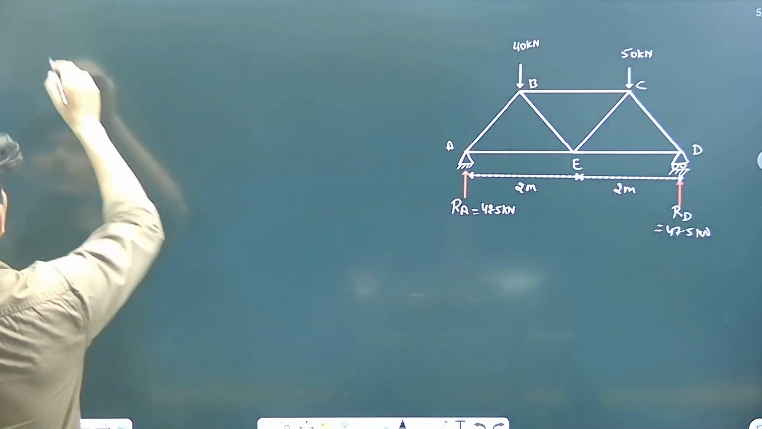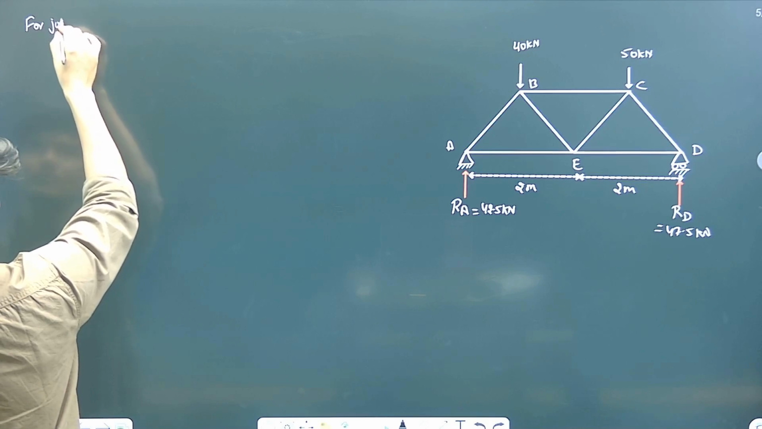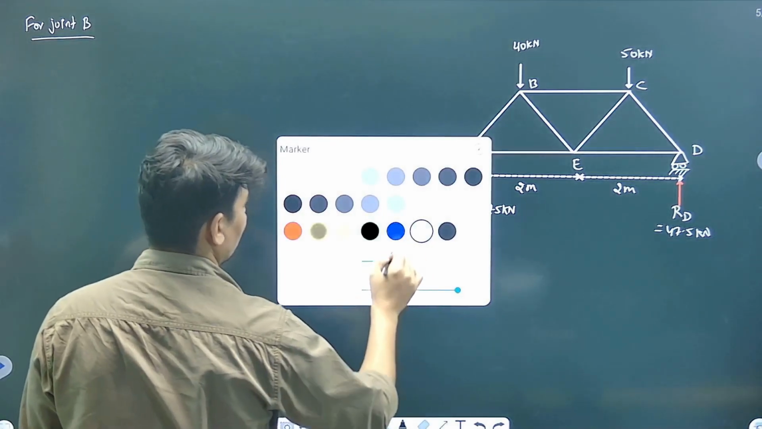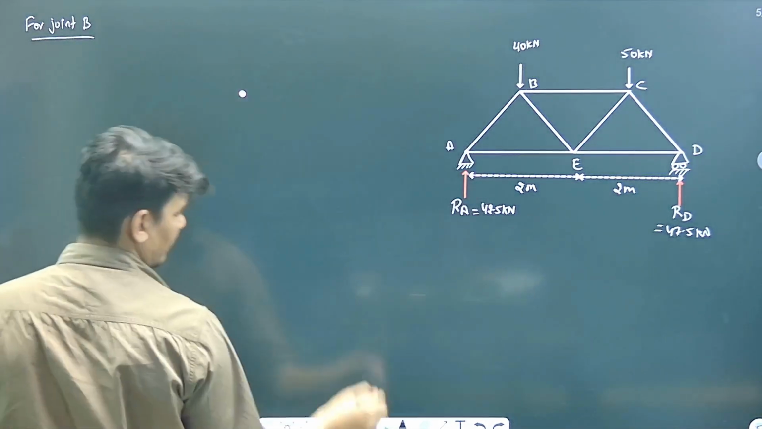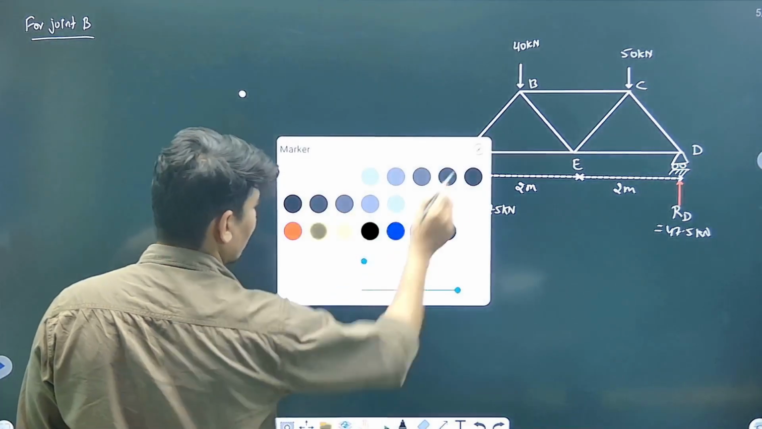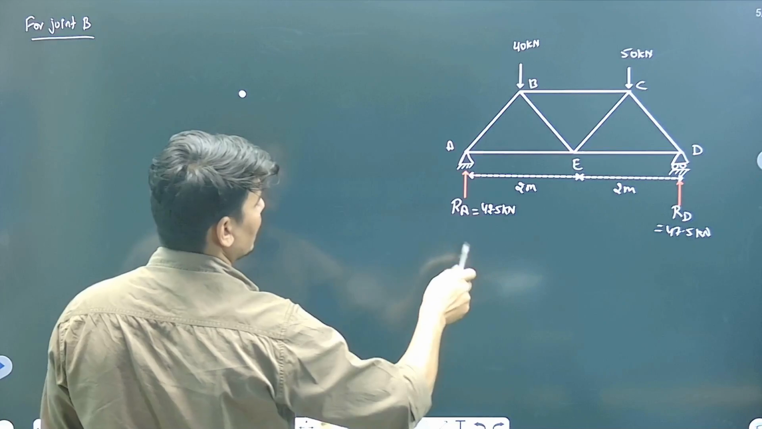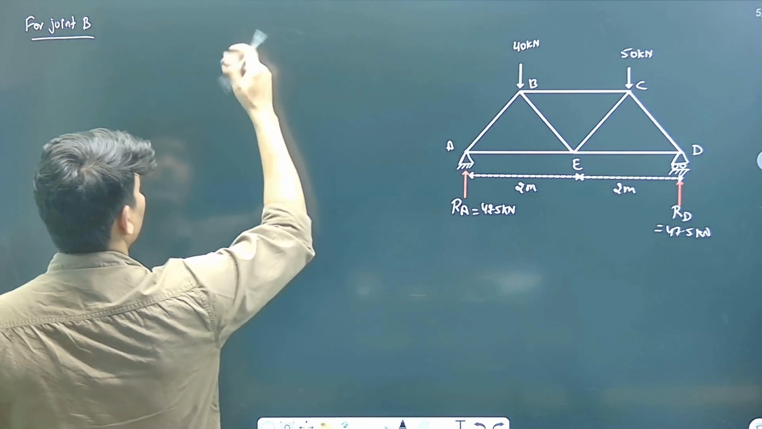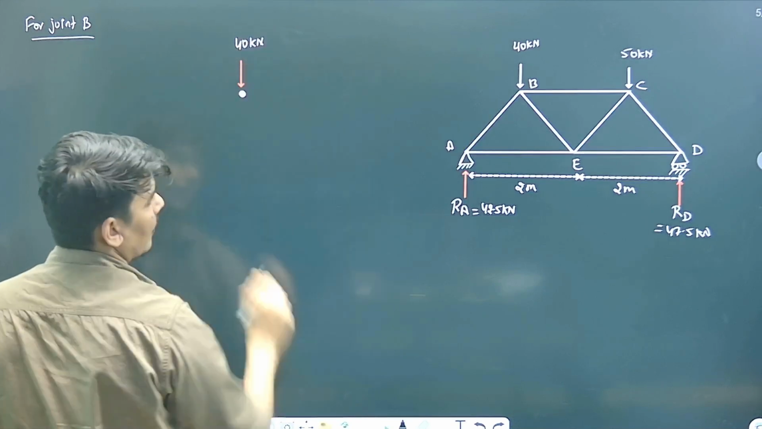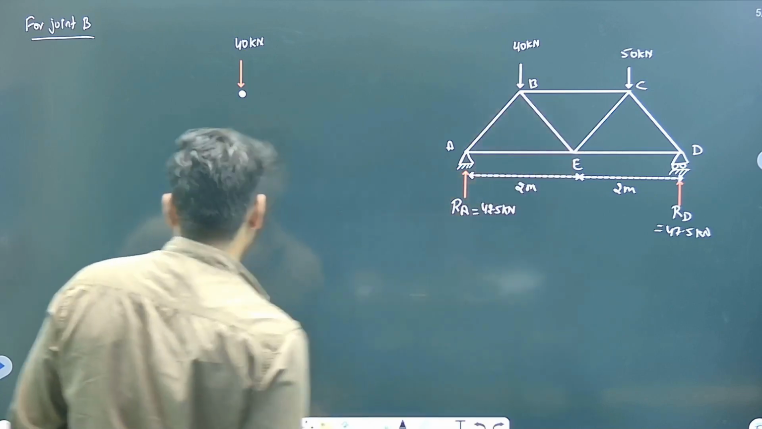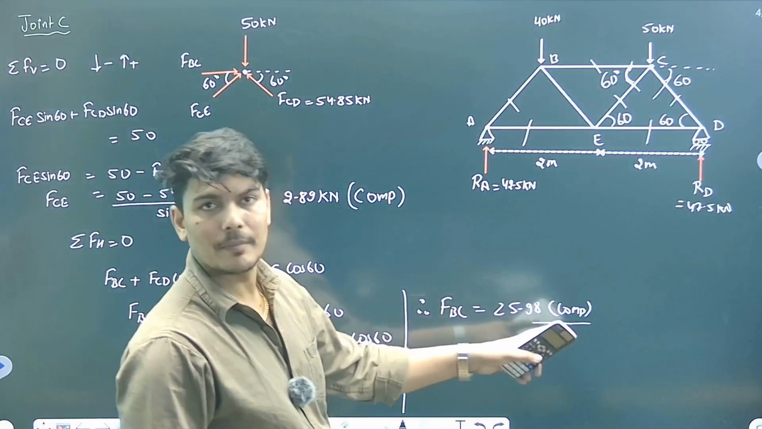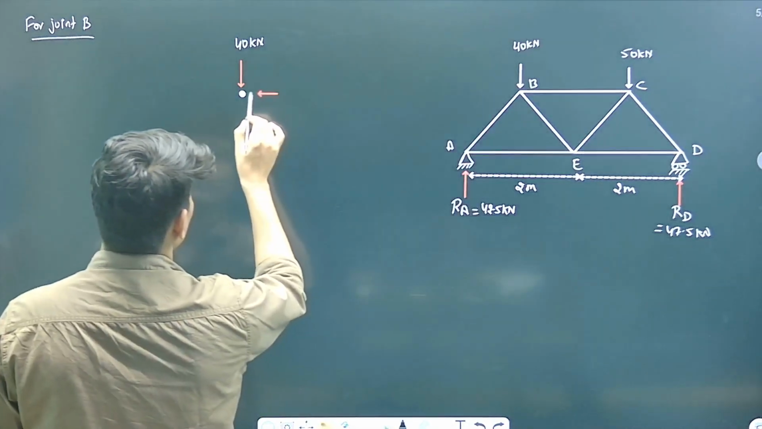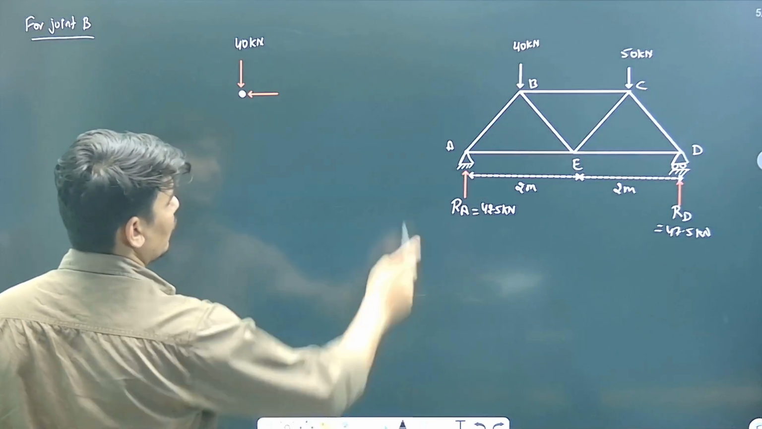Now for joint B. Suppose this is the joint B. In this joint B, how many forces are there? So first thing first, 40 kilonewton is acting downward. The nature of BC was compressive. That means I need to apply the force like this towards the joint, compressive. Two more forces.